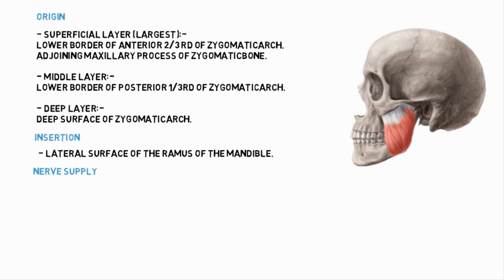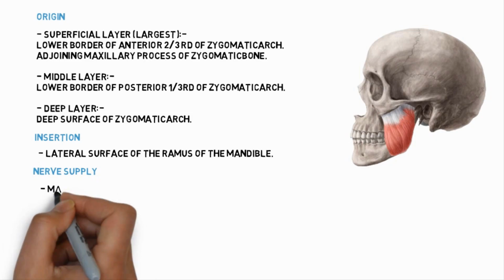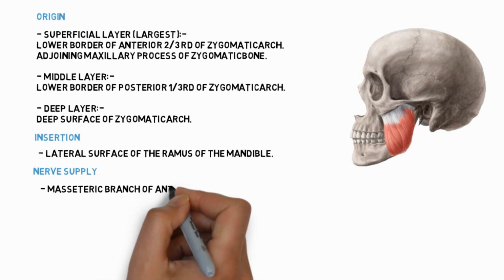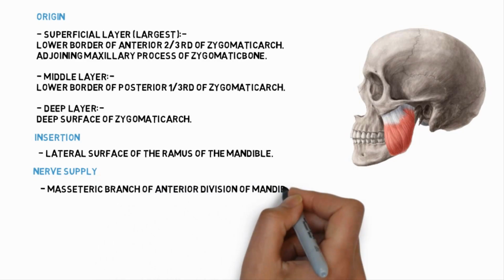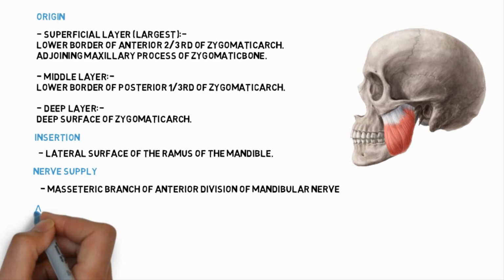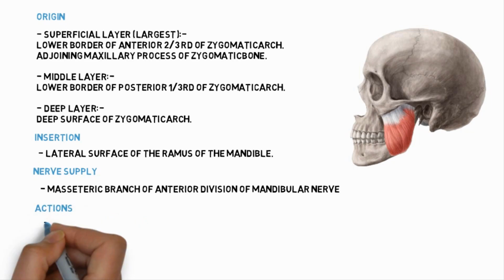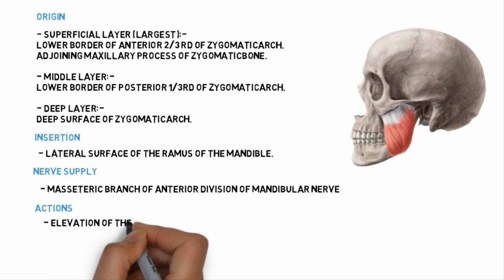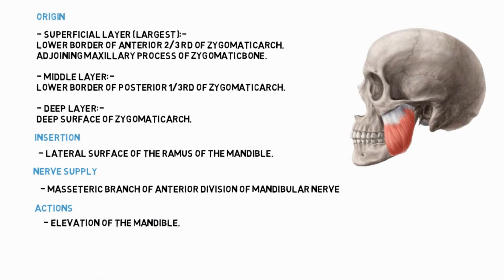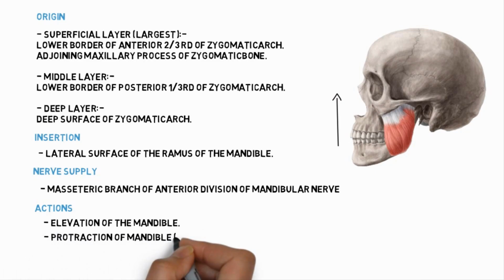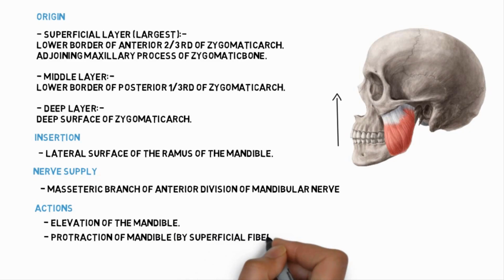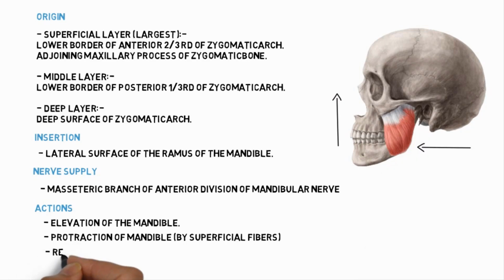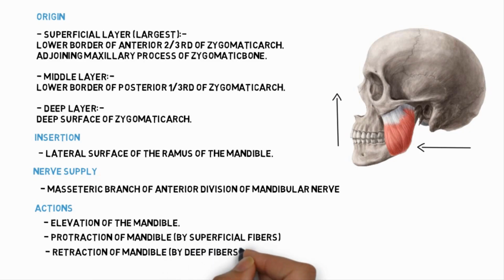Coming to the nerve supply, remember all masticatory muscles are supplied by the mandibular branch of the trigeminal nerve. Masseter muscle is supplied by the Masseter branch of the anterior division of the mandibular nerve. Coming to the action of Masseter, it aids in elevation of the mandible, protraction of the mandible by superficial fibers, and retraction of the mandible by deep fibers of Masseter.